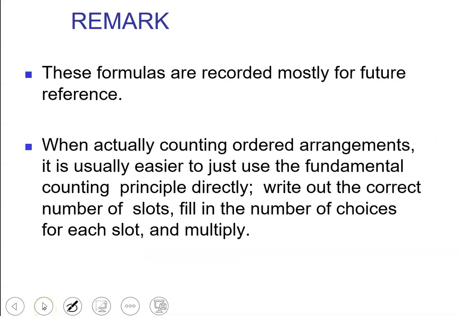These formulas are recorded mostly for future reference. When actually counting ordered arrangements, it's usually easier to just use the fundamental principle directly. Write out the correct number of slots, like we were talking about the license plate. We did the slots like this, and then fill in the number choices for each of them. So when we do these next examples, I'm going to follow this method right here.